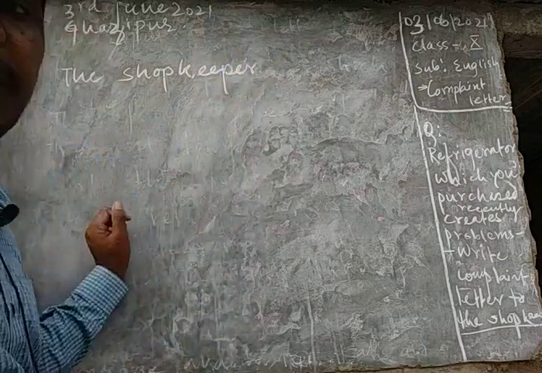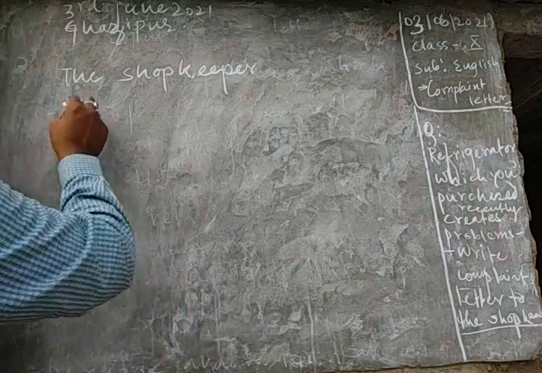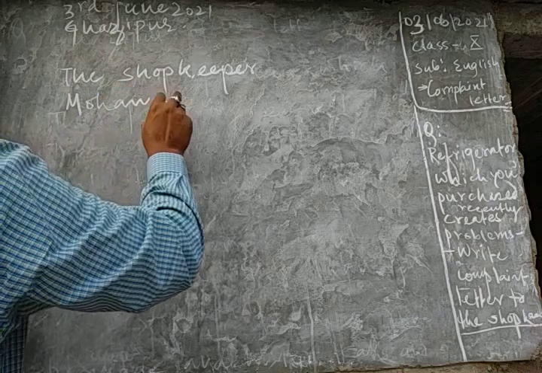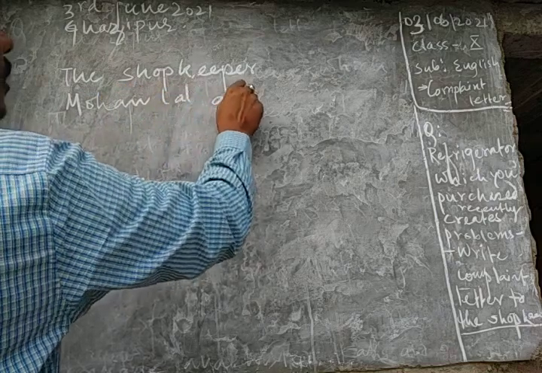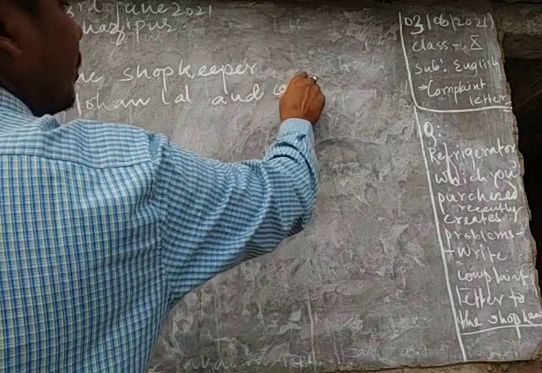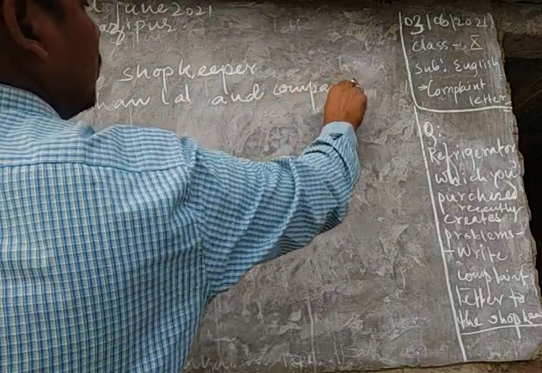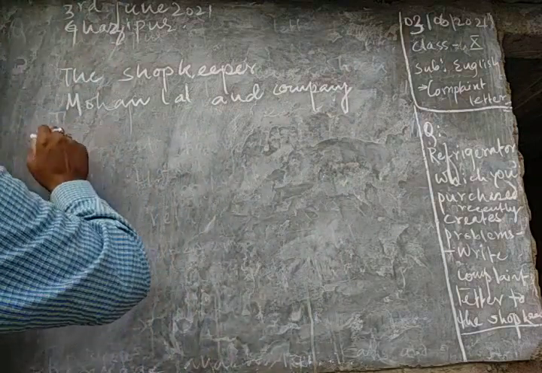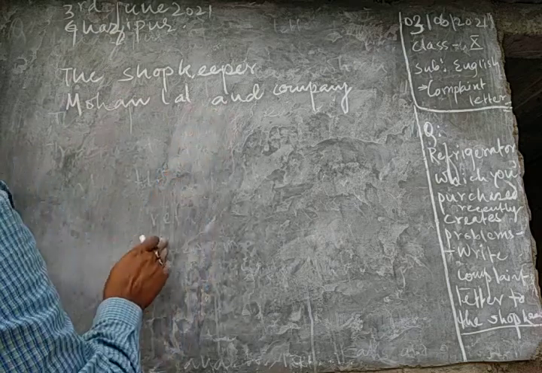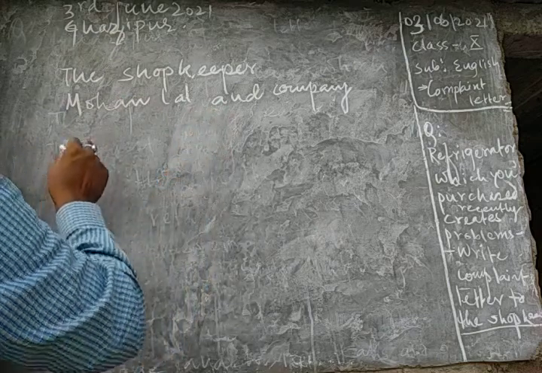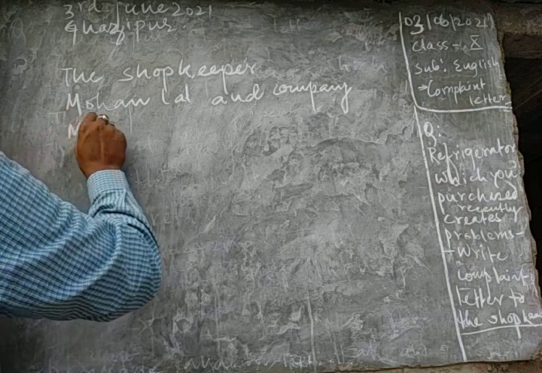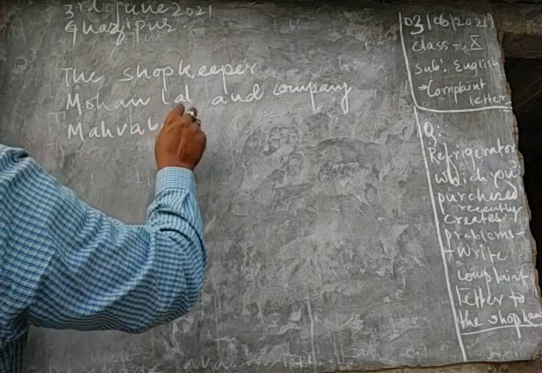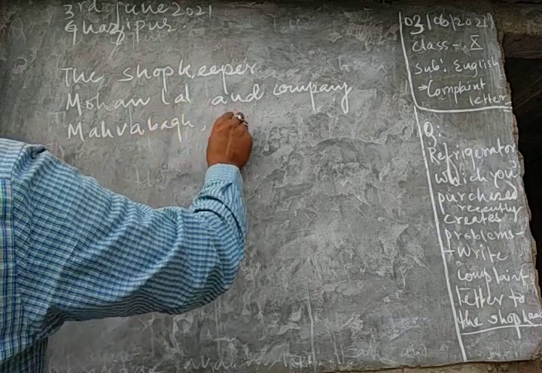Now you have to mention which shop. Suppose that Mohanlal and Company. Mohanlal and Company. Right. Now write which place? Ghazipur. This Mohanlal and Company is the name of a shop. Which is in which place? Mahua Bagh, Ghazipur. Okay.